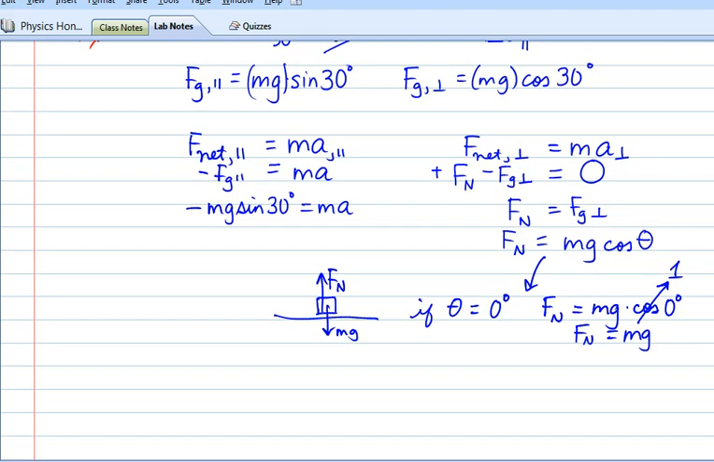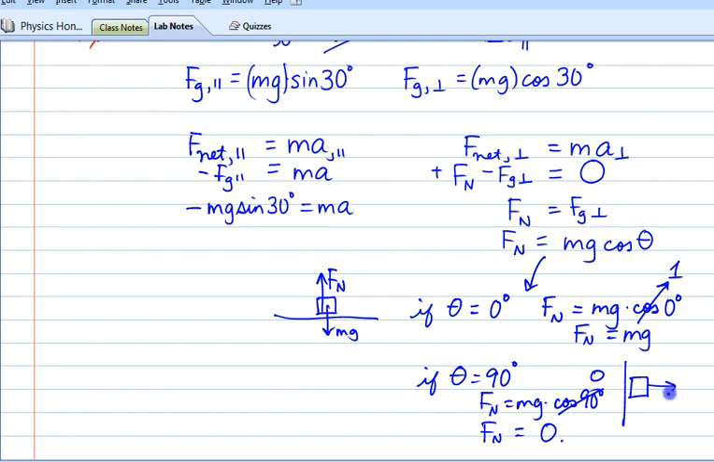Another neat thing about this is, let's say we're talking about 90 degrees. So we have a vertical surface. Well, in that case, it's kind of weird. The normal force is mg times the cosine of 90 degrees, which is 0. So in that case, the normal force is equal to 0. And that kind of makes sense, because the normal force is kind of going out this way, but if we have a vertical wall, then our object is going to be falling straight down, and there's no contact really between them.